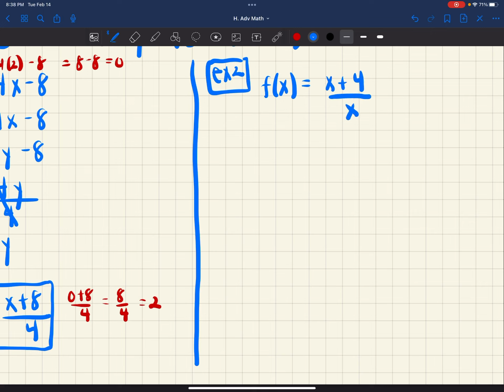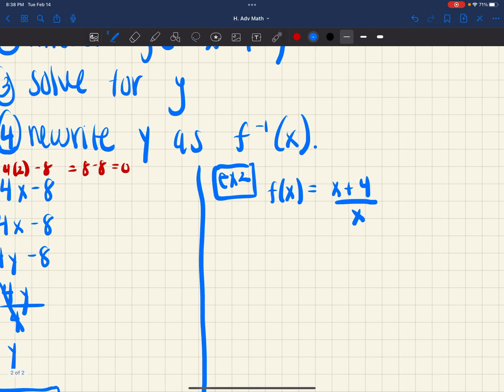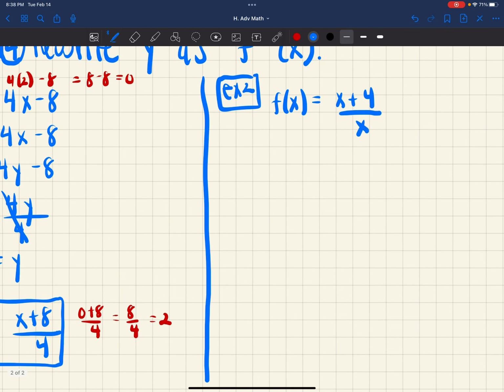You notice here that you have your variable x 2 times, so you're going to have to replace it with a y in 2 different locations. But that's the second step. Let's do the first step. First step is to replace f of x with y. So this is going to be y is equal to (x plus 4) over x.